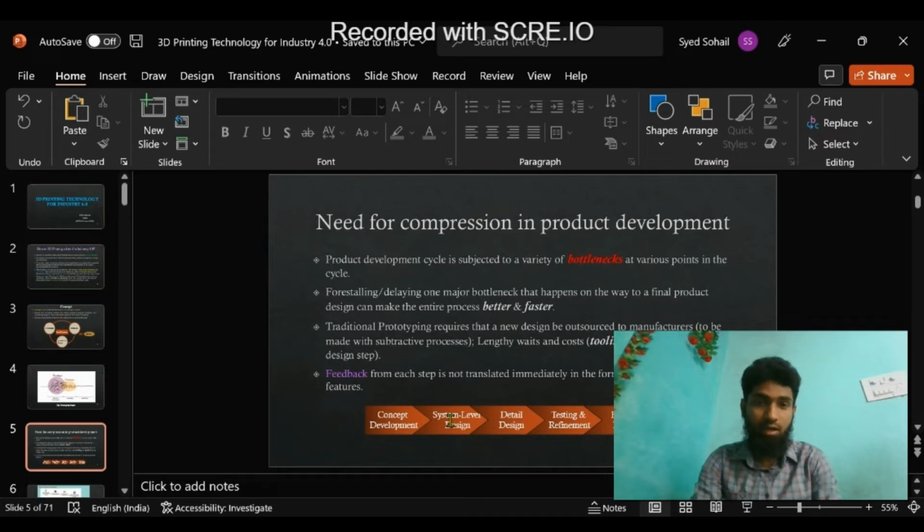This is the usual condensed design cycle. We have concept development to system level design, and then we go for a detailed design, and then testing and refinement, and then the production ramp up. So to be able to accelerate at each and every step, you have to have a faster prototyping mechanism, so that we can incorporate the changes, which will be very much there in every product development cycle. You have to have a rapid prototyping process, which is possible through 3D printing. That's where I'm going.